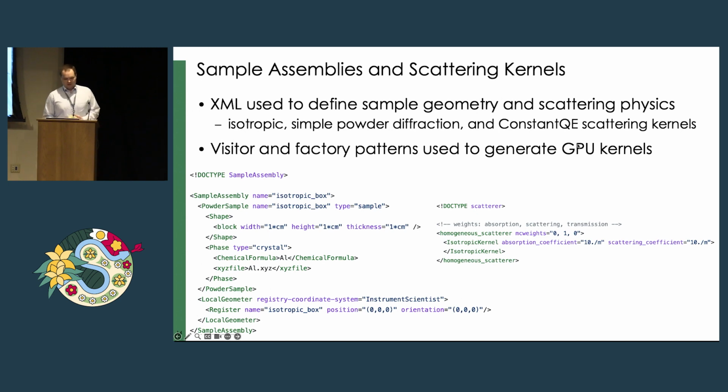So we're using XML to define these geometries. In addition, we're also using them to define scattering physics. So we have different scattering kernels defined. We have isotropic, simple powder diffraction, simple scattering physics models. MCViNE has a lot more than these, but these are what we currently have implemented.